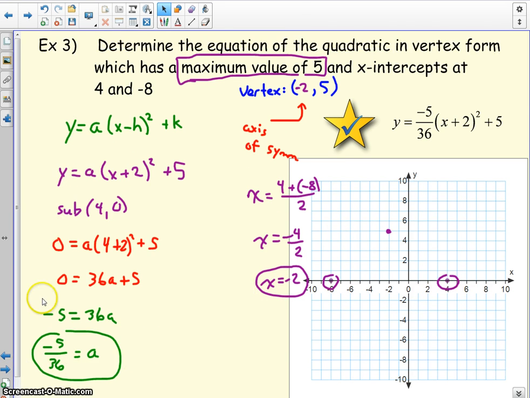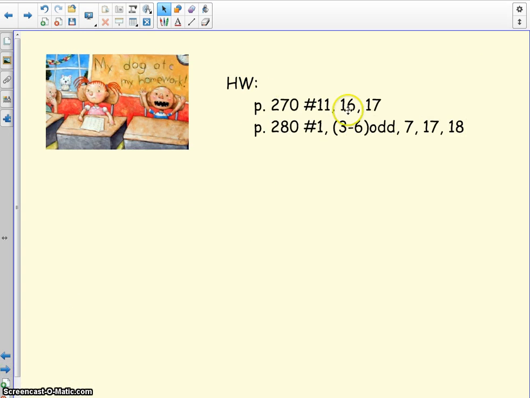Okay, so with this new form, there's a whole lot of other stuff we can do, and we're going to look at that in the upcoming lessons, but for now, there's some homework there you can work through, and that's it, that's all.